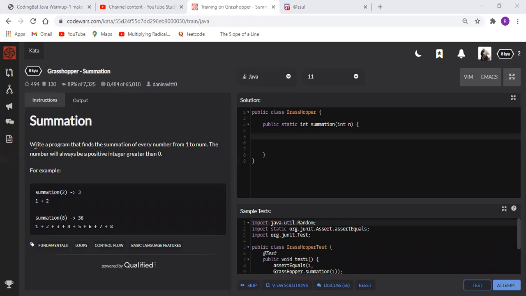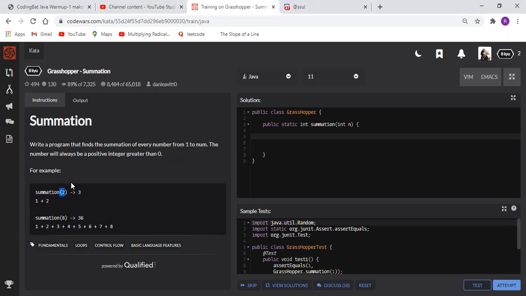So this one essentially wants us to write a program that finds the summation of every number from 1 to num, num being a number, any random number. And essentially, we would want to consider all the elements that come before that number and add those elements with themselves. And that number will always be a positive integer greater than 0.